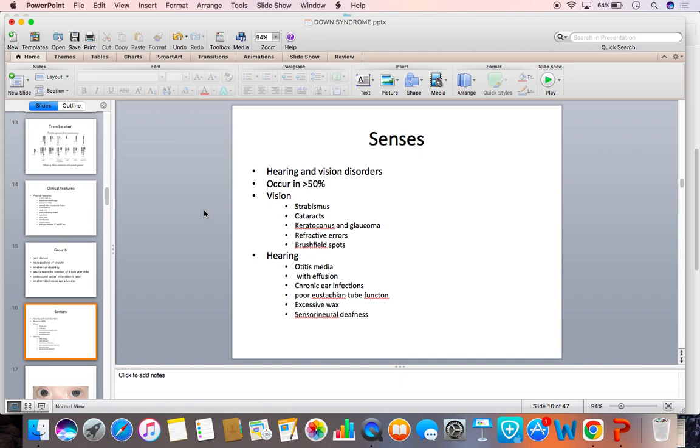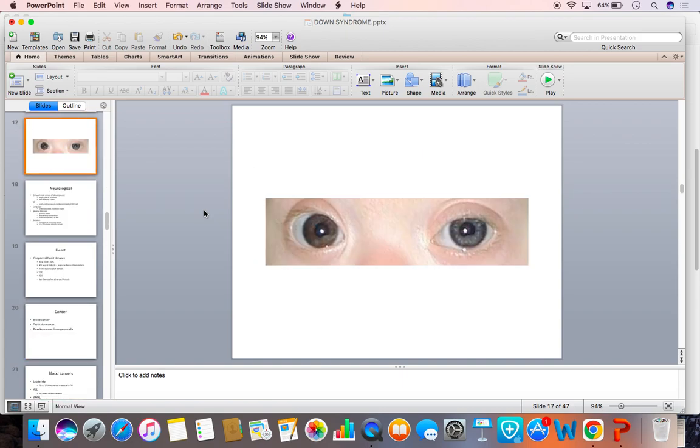They develop otitis media most frequently, leading to deafness, chronic ear infections, poor function of the eustachian tube, excessive wax, sometimes sensorineural deafness. You see the eye showing the Brushfield spots, Brushfield iris.